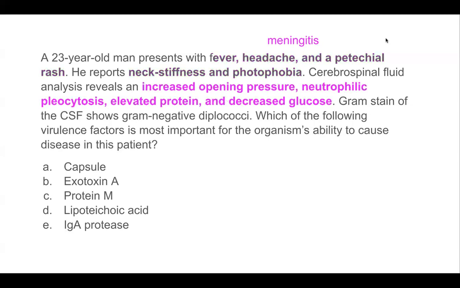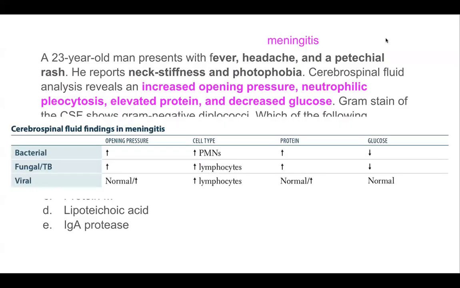Jumping into our next sentence, we have CSF analysis. So he got a lumbar puncture and it showed an increased opening pressure, neutrophilic pleocytosis, elevated protein, and decreased glucose. So let me just pull up this nice table from First Aid to talk through what all of these different things mean, because it's very high yield to be able to interpret these CSF findings.